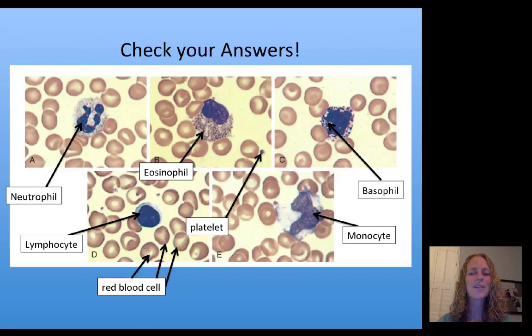We had a neutrophil, an eosinophil, and a basophil. Those are all our granulocytes. Then we had a lymphocyte and a monocyte. And then sprinkled throughout, we had red blood cells and platelets. Remember to use the size of the cell, the granular or agranular appearance, and then the shape of the nucleus.